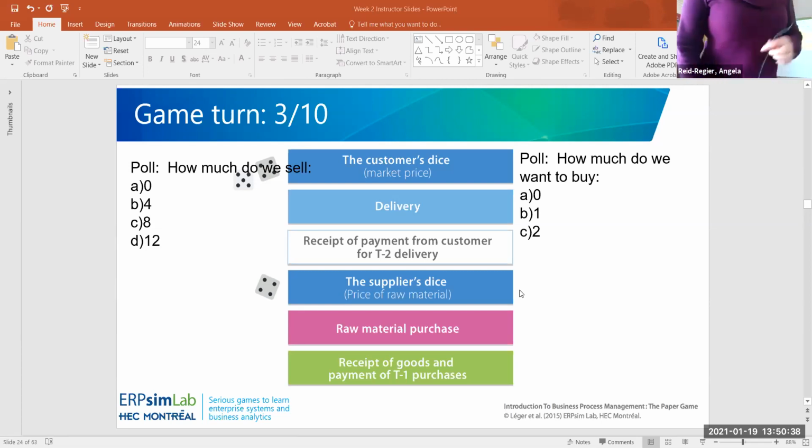Okay. And then we have to convert those raw materials, those 2 sheets of paper, into our finished goods. So our 6 smaller sheets. So I'm going to do that. Okay, so there's our finished goods that are sitting there. Okay, so now we can go on to round 4.